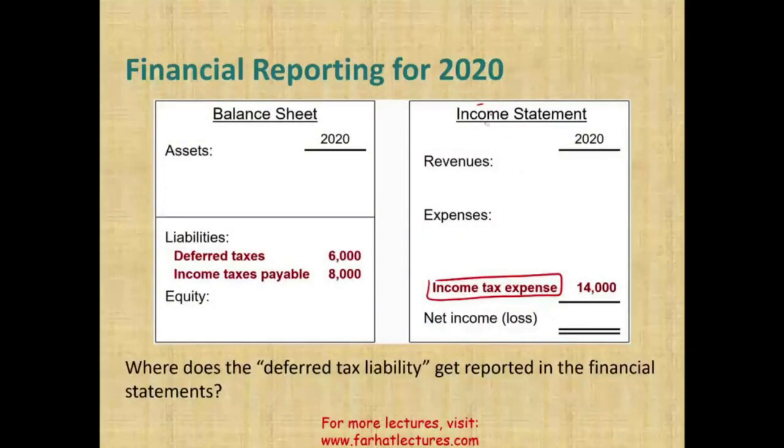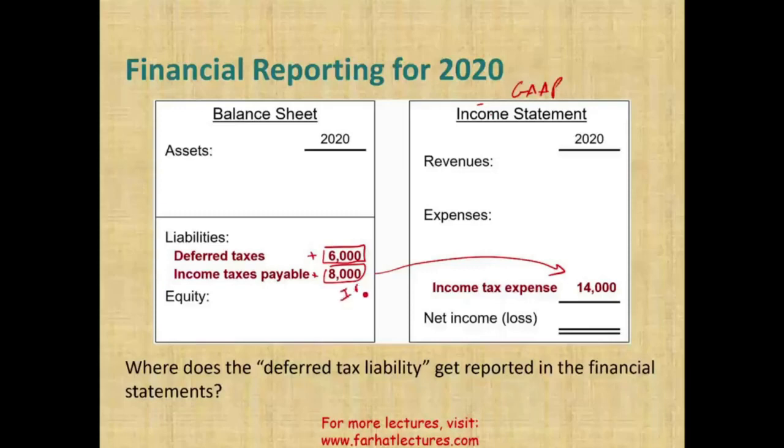So here's how things are reported on the income statement. Once again, I compute my income taxes payable first. Then I compute my deferred taxes. Deferred tax liability plus income taxes payable will give me my income tax expense. My income tax expense is my GAAP number, and this is my IRS number. $8,000 is my IRS number. Okay, and the $6,000 is the difference. Where does the deferred tax liability get reported on the financial statements? It's a liability.